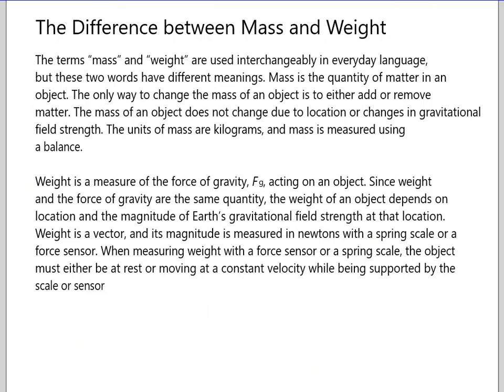We haven't spent a lot of time on this, but just to make sure I've officially talked about it, the difference between mass and weight. Mass and weight are used interchangeably a lot in our everyday language, but they have very different meanings. Mass is, the best way to describe it, the quantity of matter in an object. The only way to change the mass of an object is to either add or remove matter. That's a little bit simple, but for what we need, it'll work.